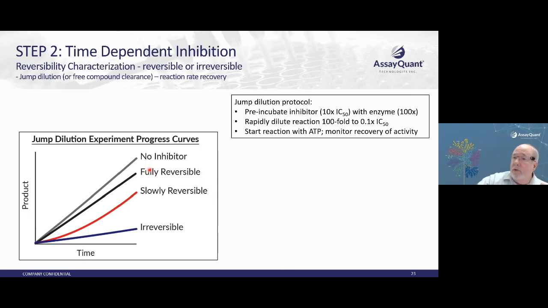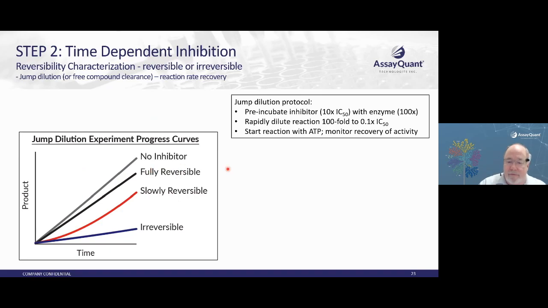And then you rapidly dilute it 100-fold so that it is now at 1/10 of its IC50. That means you have to do the original pre-incubation at 100-fold the enzyme concentration, which introduces a whole bunch of problems with this. But then immediately after you dilute it, you start the reaction with the addition of ATP, and then you basically watch the recovery of the activity over time.